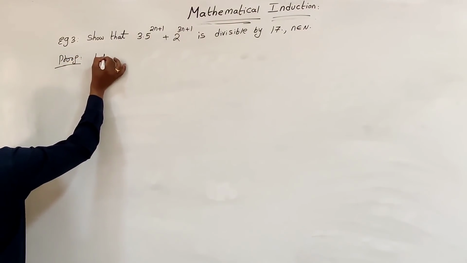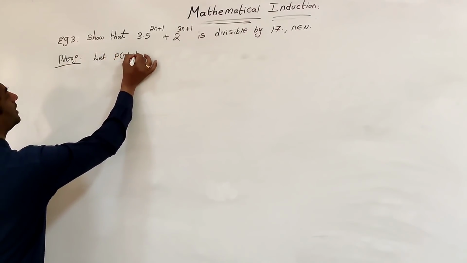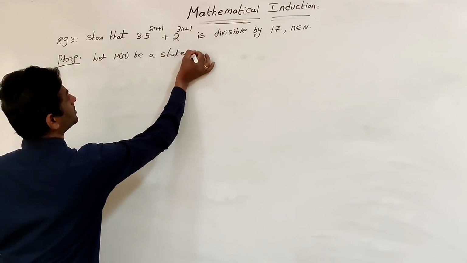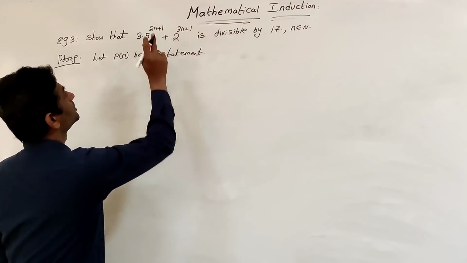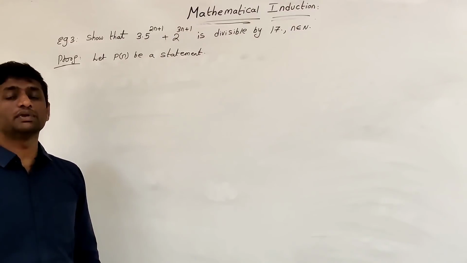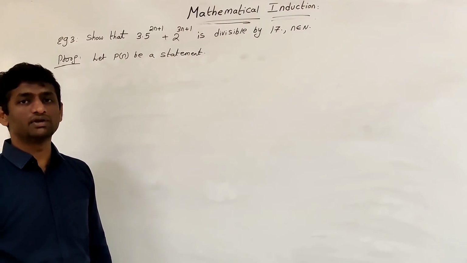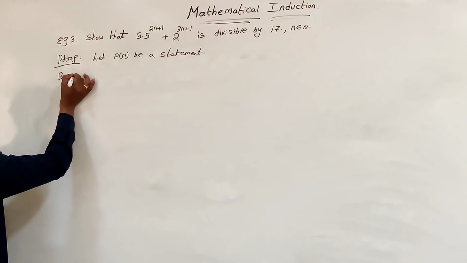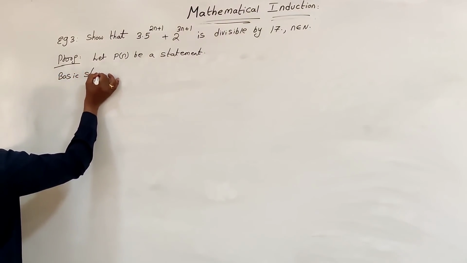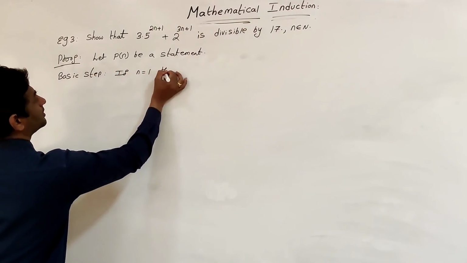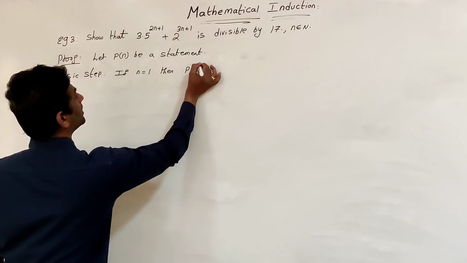Let P of n be a statement. So what is our statement? That is 3 into 5 to the power of 2n plus 1 plus 2 to the power of 3n plus 1 is divisible by 17. That is our statement. So basic step. If n is equal to 1, then P of 1 is true.